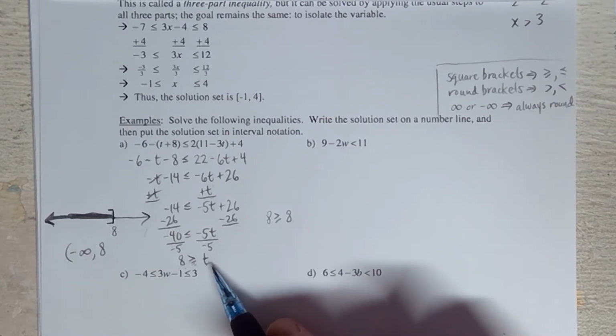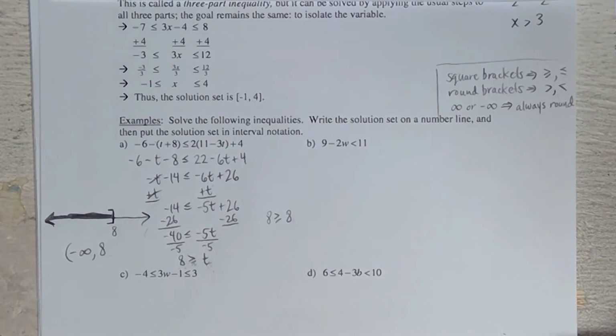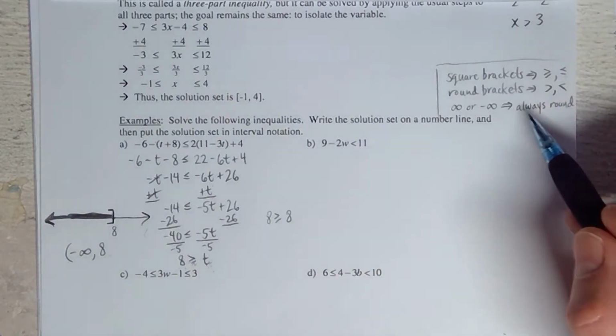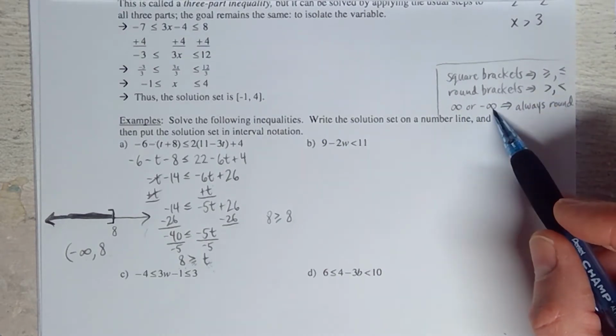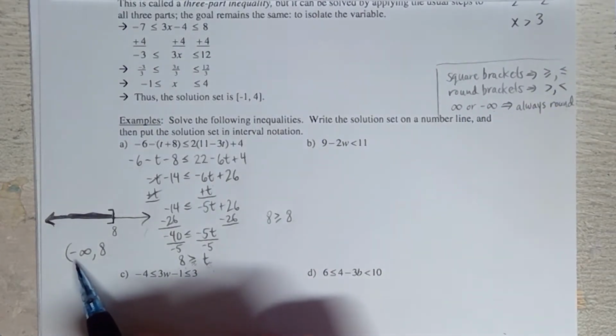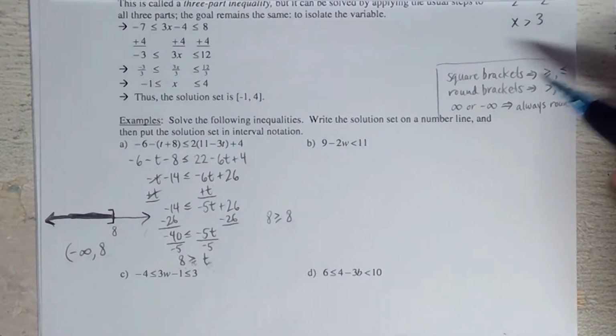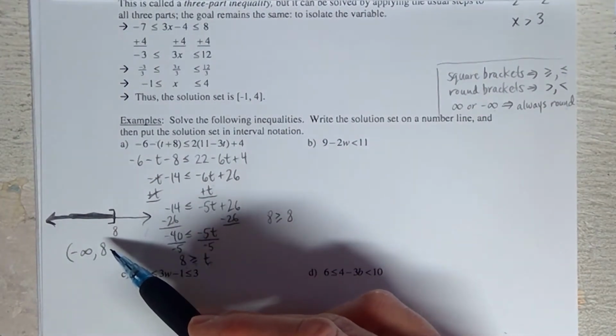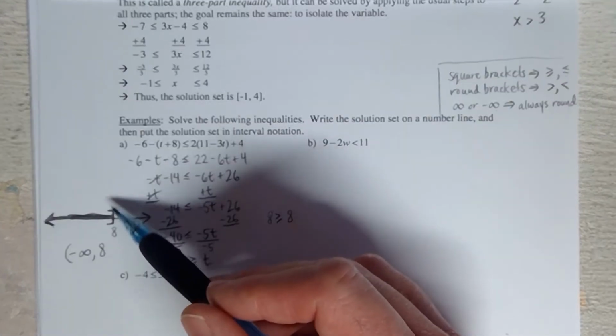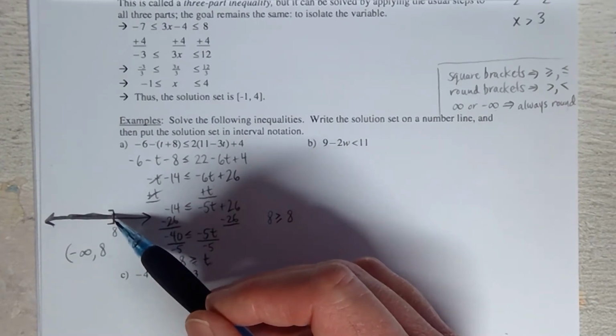You're only supposed to plug numbers or something that represents a number into that, okay? Not infinity or negative infinity, okay? So that's why those are always round. Infinity or negative infinity, you always put a round bracket next to that every single time. And then as far as the 8 is concerned, you just use the same bracket you used up in the graph, because it's going to be the same reasoning.